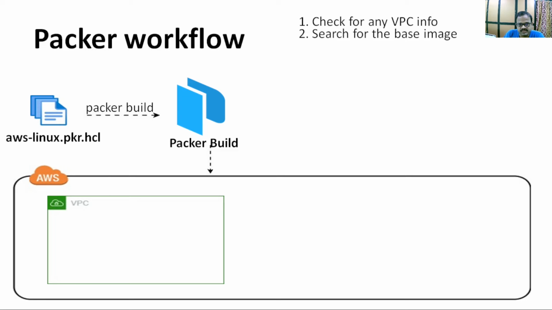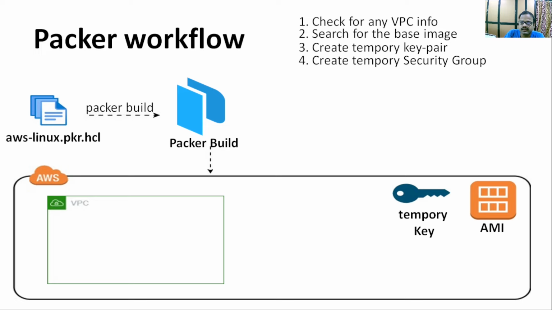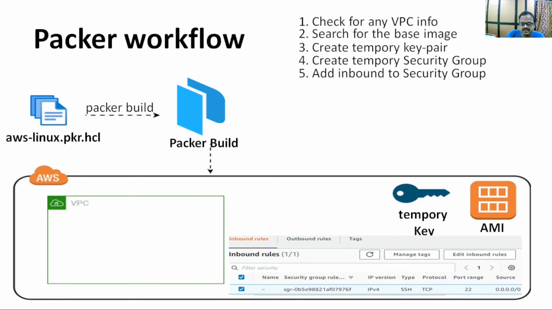It will search for the base image. Once it gets a base image from AWS Marketplace, then it's going to create a temporary key pair in AWS. Then it's going to create a temporary security group and add some inbound rules. As we have discussed earlier, Packer needs to connect with the instance to create an image. For that purpose, it is creating a temporary security group, temporary key pairs, and it is adding an inbound rule so that it can SSH into that instance.